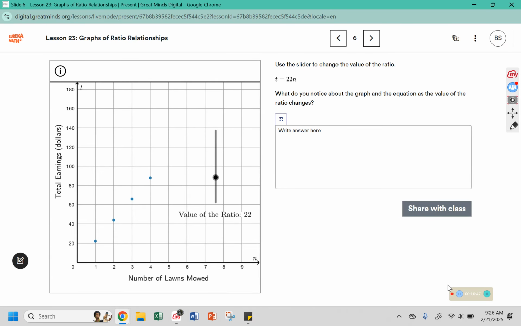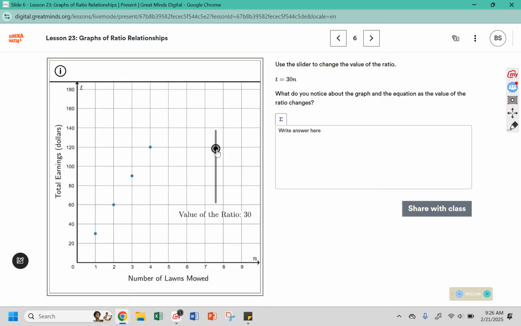Use the slider to change the value of the ratio. What do you notice about the graph and the equation as the value of the ratio changes? So right now, the value of the ratio is 22. We have some points along this diagonal line. And in our equation, we see that value of the ratio represented here. As I change that, it changes the number that's being multiplied by n, and it also made my points steeper or less steep depending on what the ratio is.